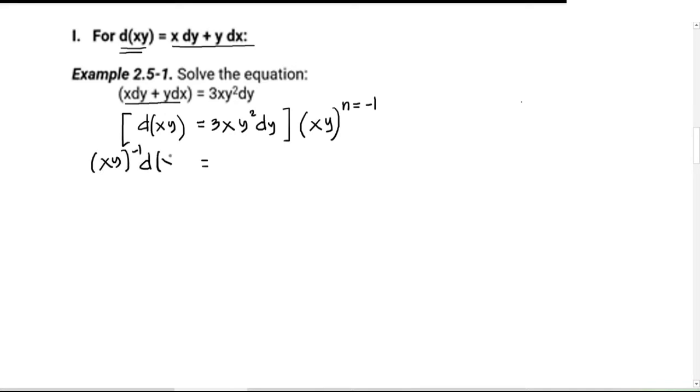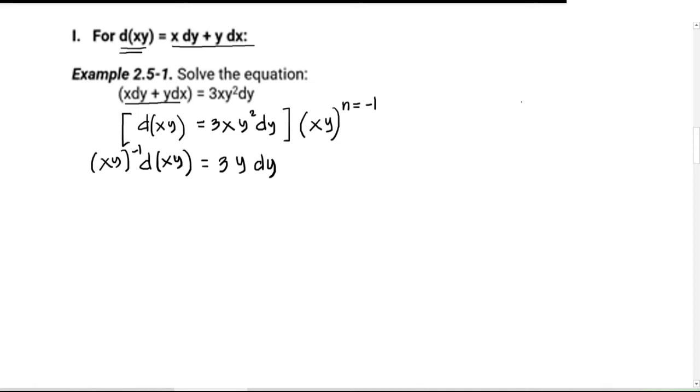The differential of xy equals now 3. X is cancelled, then y raised to 2 times negative 1 is 1. Then the differential of y. Take note, this is y raised to 1 and that is not y prime. Now both sides are ready for integration.